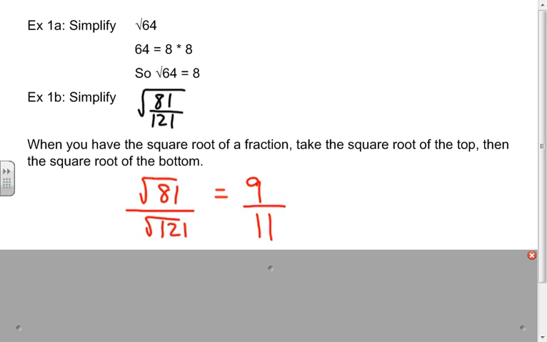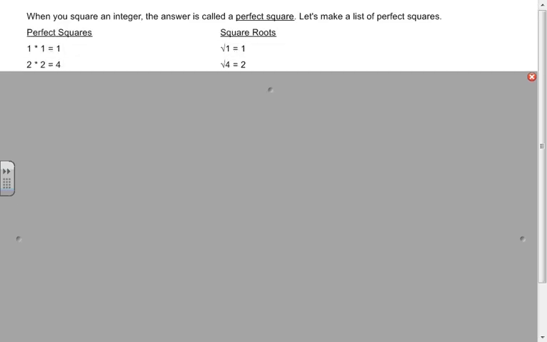I took the square root of the top. Took the square root of the bottom. If I could simplify that, I would, but there's nothing I can take out of 9 and 11, so that would be the end. Now, if you're having trouble remembering things like 8 times 8 is 64, or 9 times 9 is 81, what I want to do on the next slide is make a list of all of the perfect squares, or not all of them, but a lot of them, and then a list of square roots.